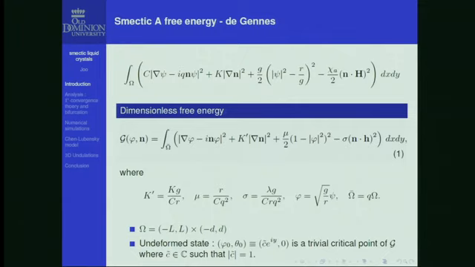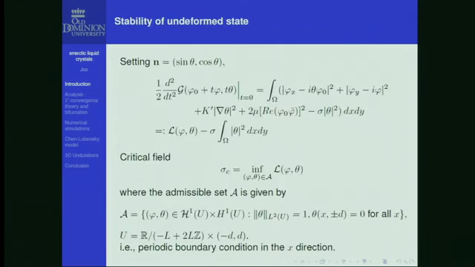So this is basically the free energy that we worked on, and of course, away from that phase transition, making this transformation, we can see that this is the undeformed state. So this is the trivial flat layer case. Theta is the angle from the director. So in order to define this critical field, we take the second variation of the free energy, and then we define the critical field that way. So the infimum of that, minimizing this linear functional, gives us this critical field.